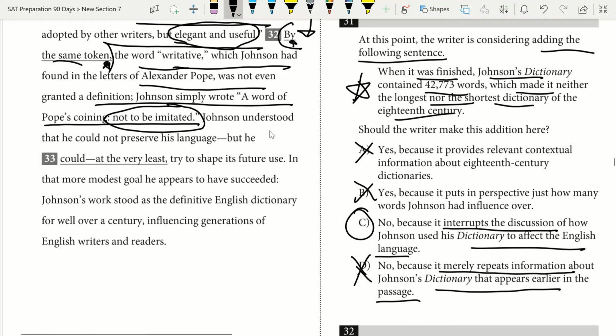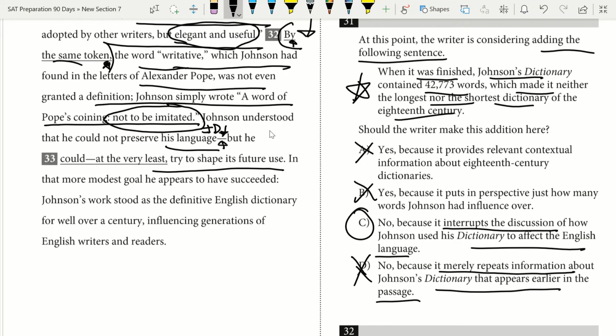All right, so Johnson understood that he could not preserve his language, but he could at the very least try to shape its future use. Okay, so I have Johnson understood he could not preserve his language. That's an independent clause. Then I have a dash here. Okay, so dash, I'm looking for two things. One thing a dash could be was separating non-essential information. So if I could take out what's between the dashes and the sentence still makes sense, then that's what it's used for. If not, then it's going to be for emphasis, right? So you'd have a dash and then something that they wanted to emphasize.